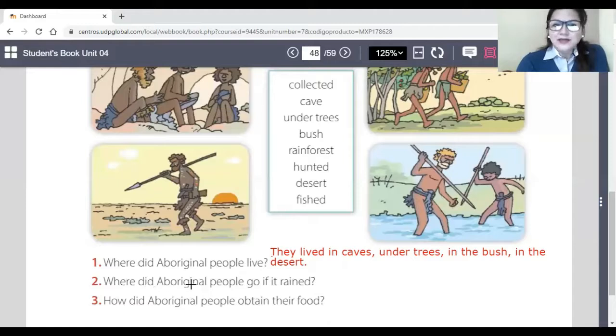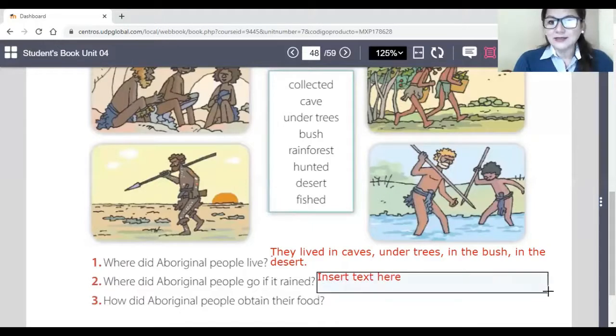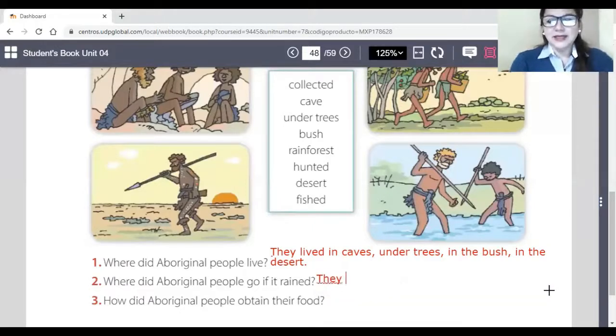Okay, where did Aboriginal people go if it rained? To the caves. If it rained, they went to the caves.